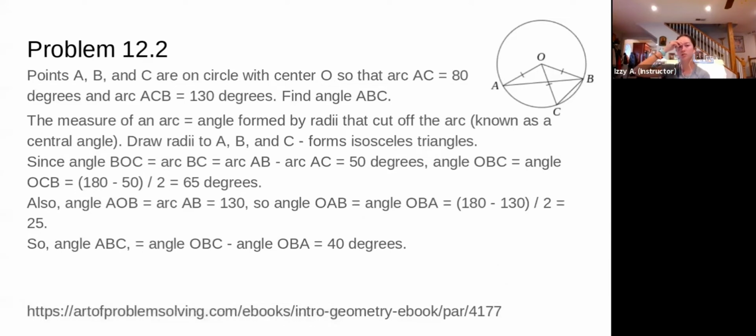So notice how we use the correlation between knowing that angles and arc measures are going to be related to each other. As a result, we can set up equations, plug in numbers that we know, and then eventually get to the answer that we want.